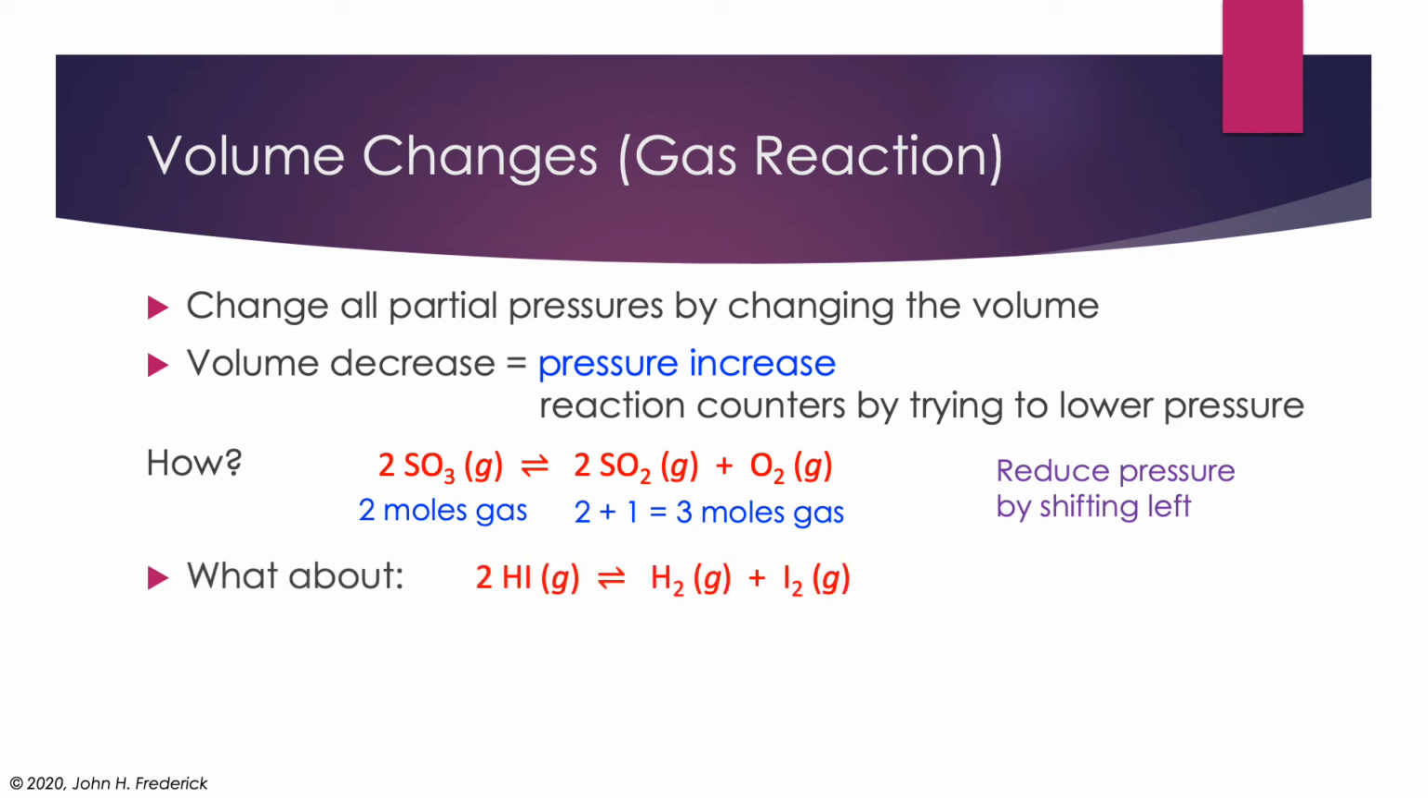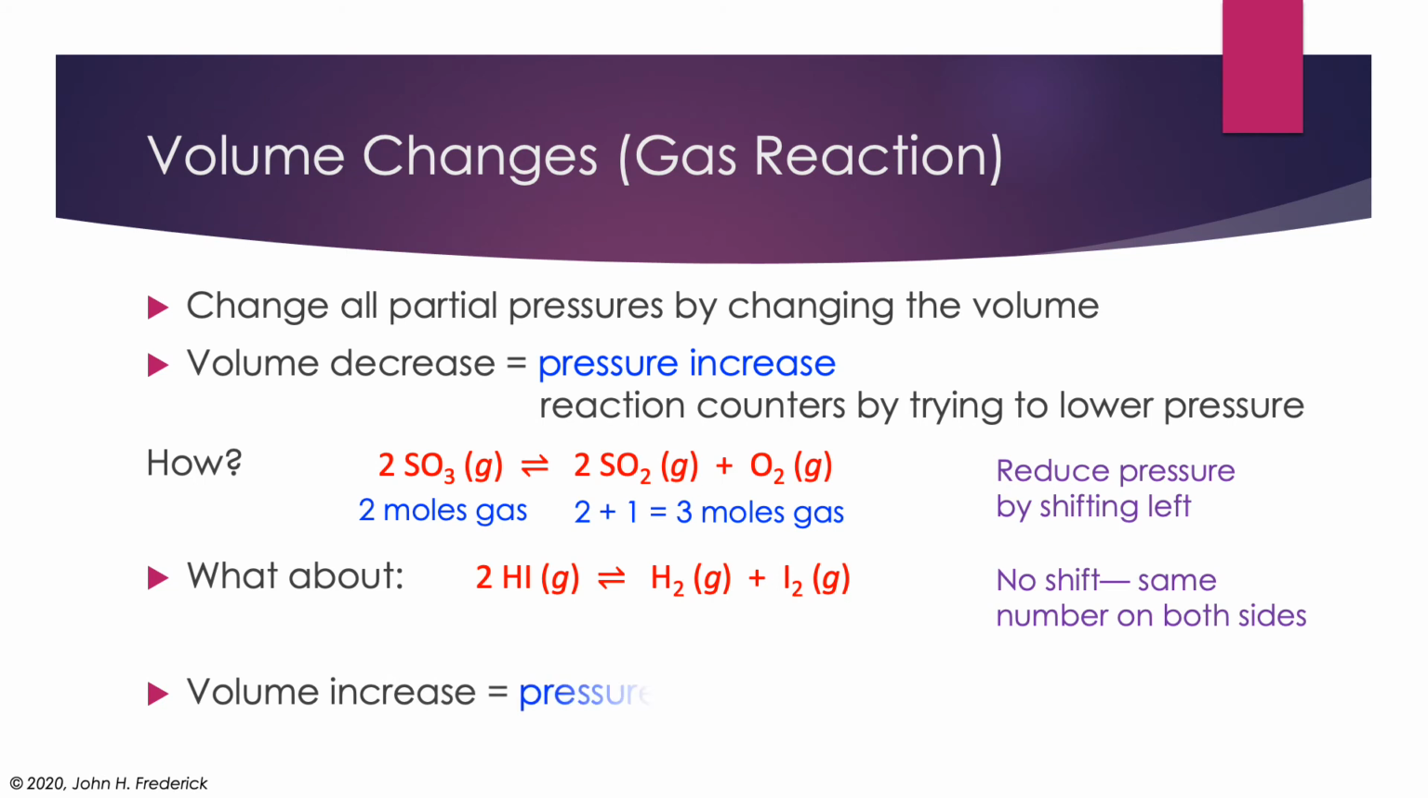What would happen with this reaction? This is a reaction of HI, hydrogen iodide, to form hydrogen and iodine gases. What do you think will happen? Well, there's not going to be any shift because there's the same number of gas molecules on both sides of this equation. Each side has 2 moles of gas. So here's an event where we're not going to see any change by changing the volume, either increasing or decreasing the volume on this particular reaction.